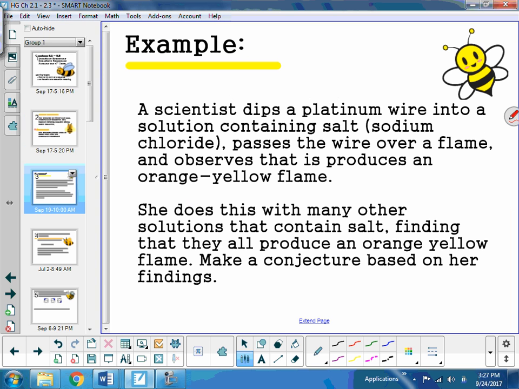So here's an example of inductive reasoning. A scientist dips a platinum wire into a solution containing salt, or sodium chloride, passes the wire over a flame, and observes that it produces an orange-yellow flame. She does this with many other solutions that contain salt, finding that they all produce an orange-yellow flame. Make a conjecture based on her findings. So our hypothesis, or our conjecture, is that salt burns orange-yellow. Okay, so that is inductive reasoning.